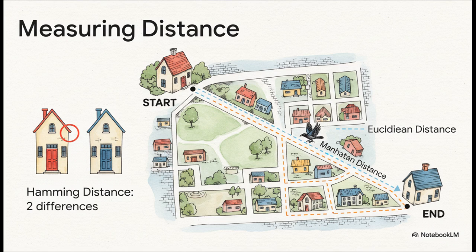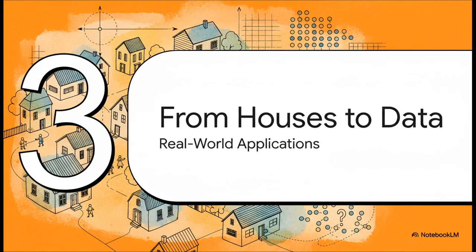And for data that isn't even about numbers, say you're comparing text, you might use something called Hamming distance. The one you pick really just depends on what your data looks like. Okay, so the whole neighborhood analogy makes sense, right? Now let's see how this super simple idea gets applied to all sorts of complex, real-world problems.